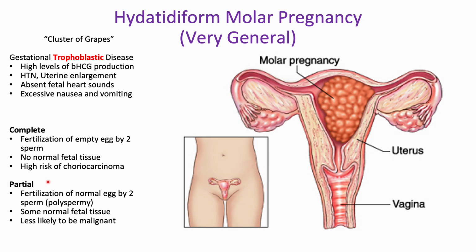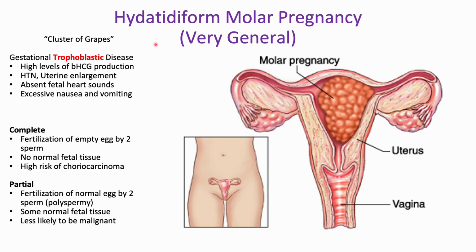A partial molar pregnancy is instead of an empty egg being fertilized by two sperm, it is fertilization of a normal egg by two sperm. So this means that you're going to have 3 sets of genetic material. Now, because you do have maternal and paternal aspects to this molar pregnancy, you can get some normal fetal tissue, but you're still going to primarily have the trophoblastic disease, where it's spreading, producing beta-HCG, and it's growing very rapidly. Now, this is less likely to be malignant in the future, but it still is not going to result in a pregnancy that will come to completion.